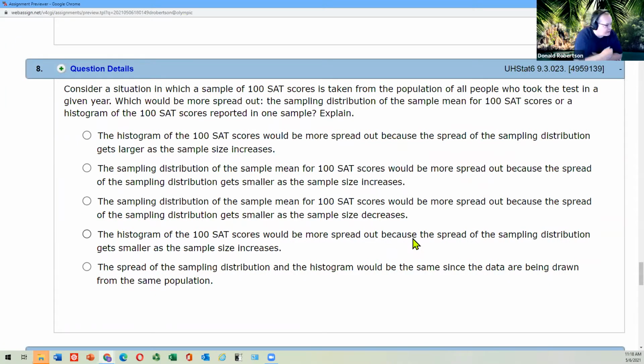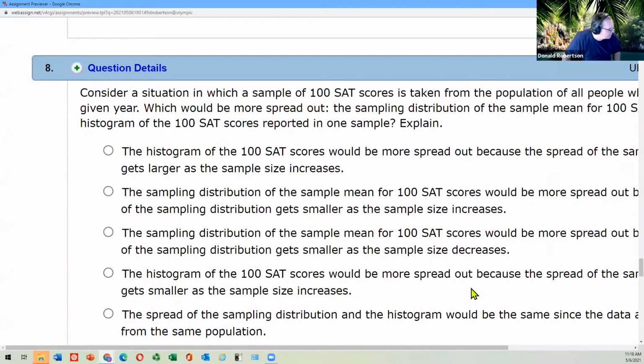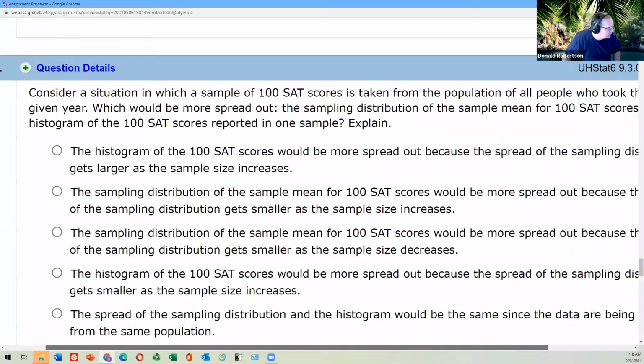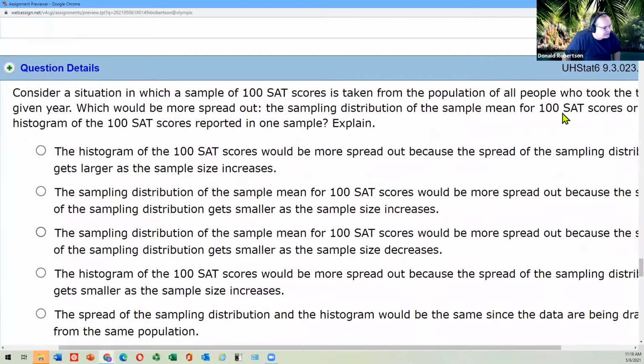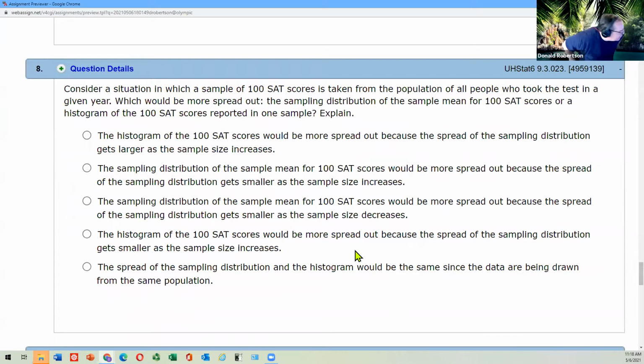Okay, question 8. I wonder if I can make this bigger, because I know that some of your screens are not as big as mine. Okay, that's as good as I'm going to get.